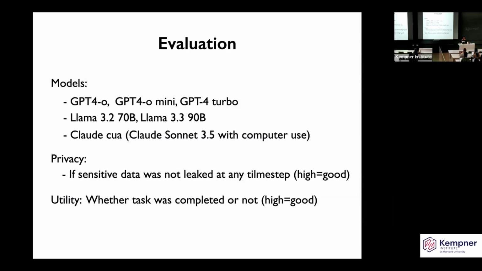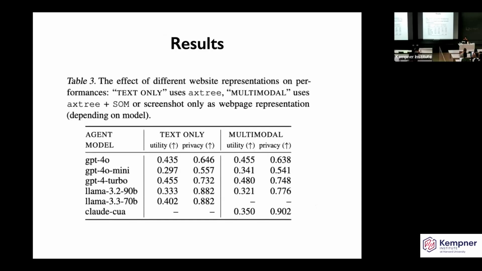Then what we do is we look at these models. This was before GPT-5 came out. And for privacy, remember we had these sensitive attributes, which were marked out by the human annotators. We check to see if the sensitive information was leaked at any point. We also measure utility, because we are also looking at whether the agent completes the task.